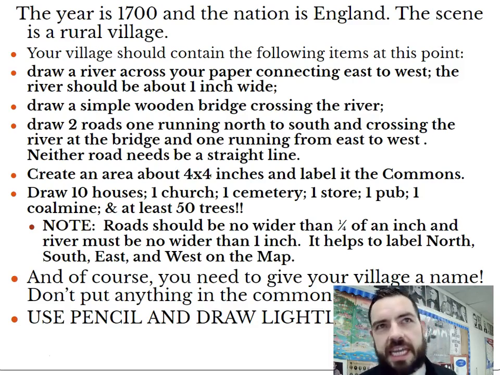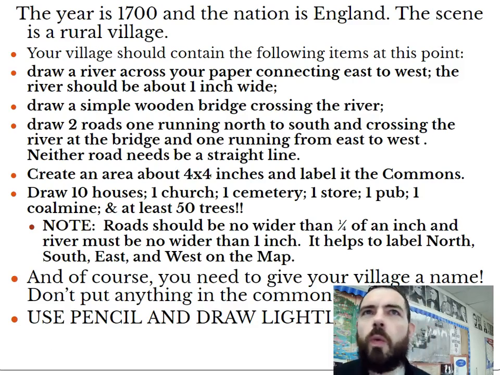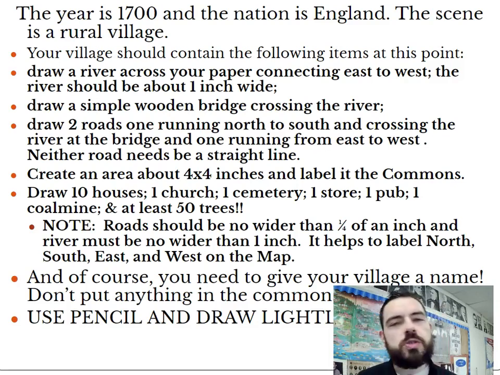You then want to draw 10 houses, 1 church, 1 cemetery, 1 store, 1 pub, 1 coal mine, and 50 trees. The trees are not located on your key, but you can just draw a simple tree, like a line with lines coming off of it. Or you could draw more legitimate trees if you want to be more artistic about it, that's fine. Roads need to be no wider than 1/4 of an inch, and the river must be no wider than 1 inch. I also recommend putting a compass on your map, labeling it north, south, east, and west.